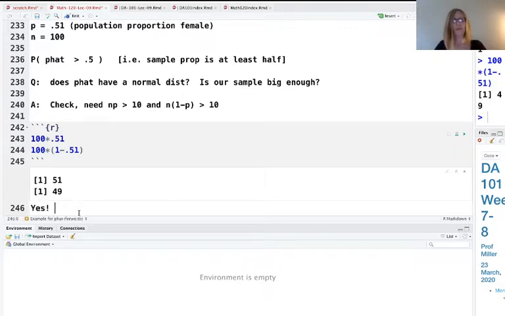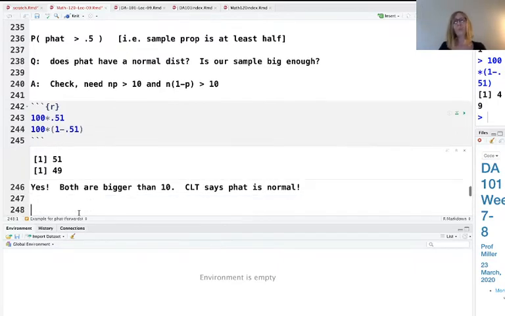Yes, both are bigger than 10. CLT says p hat is normal. We're good to go. All right, so if we're going to use a normal distribution, then, of course, like always, we are going to need to get a z-score.